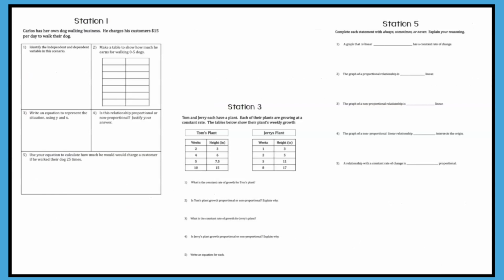In the second lesson, you will take a closer look at one of the stations that will be used on day 2. And then there's a series of questions to consider. So that is a brief overview of the lesson on proportional relationships.